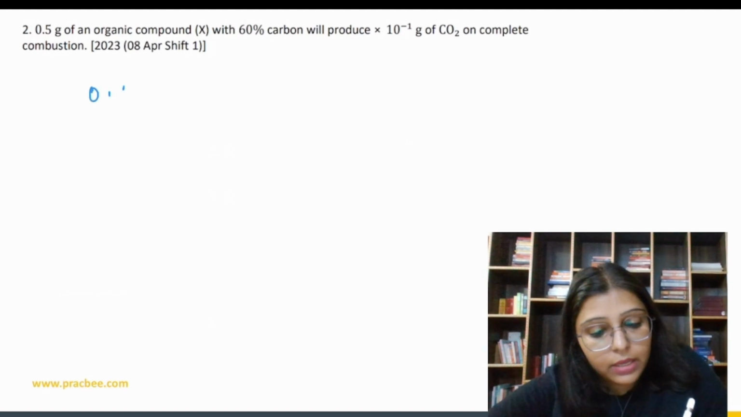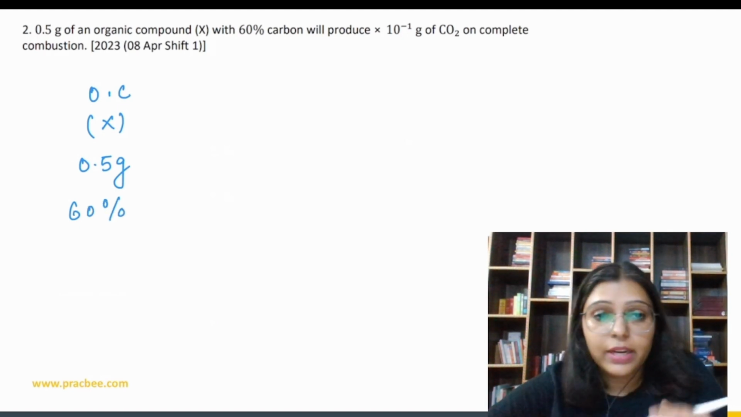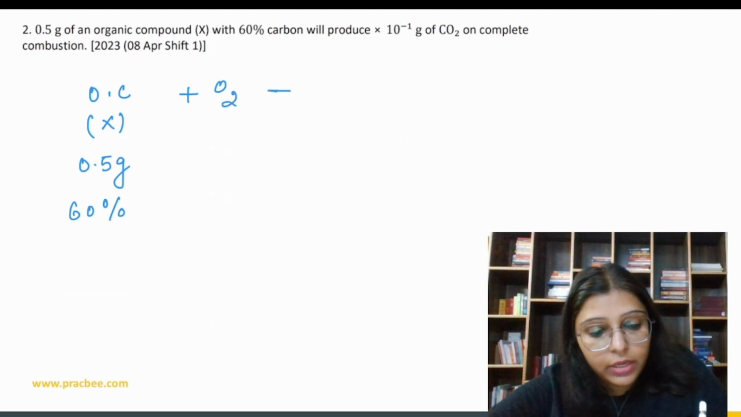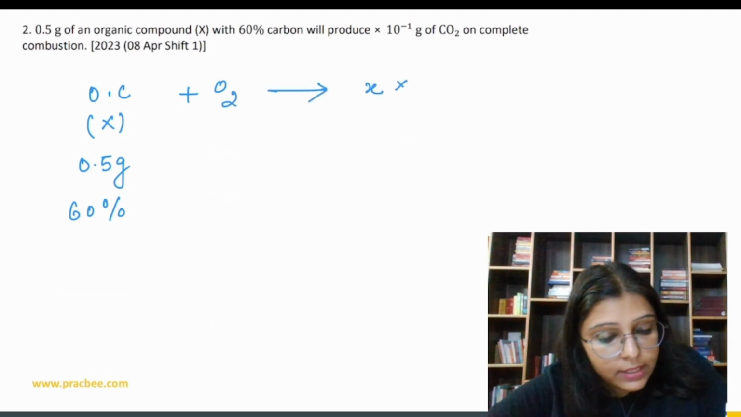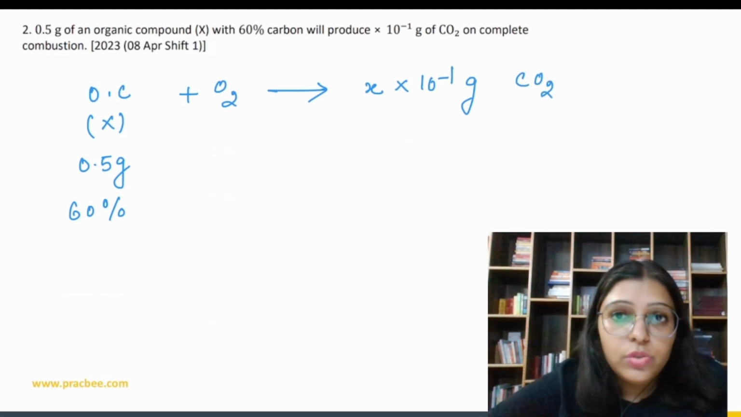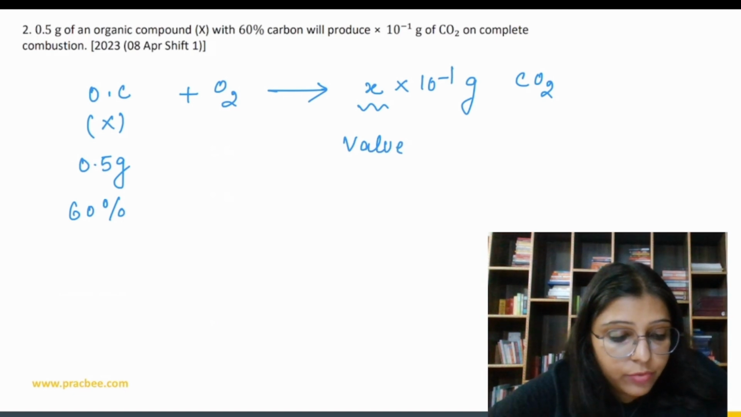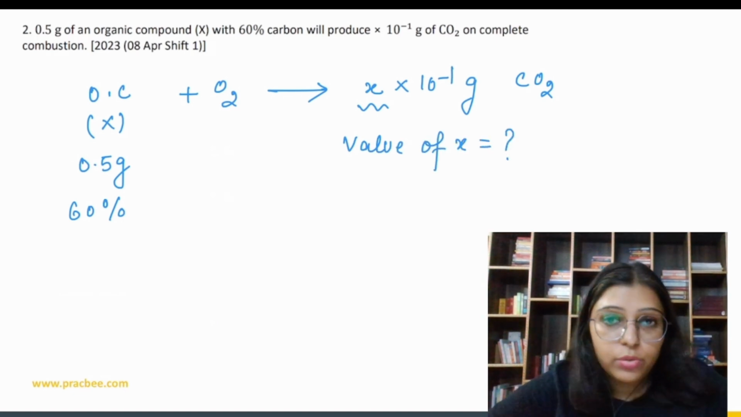We have an organic compound X, 0.5 gram, which contains 60% carbon, and on combustion it produces X into 10 to the power minus 1 gram of CO2. So we have to find out the value of X. How to do this?